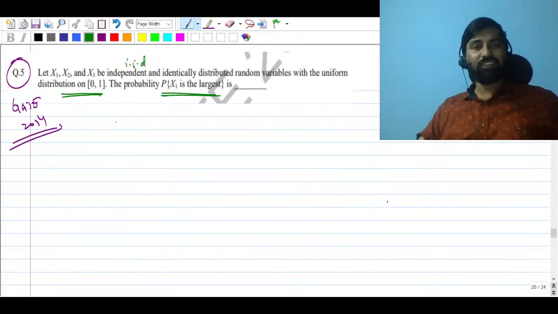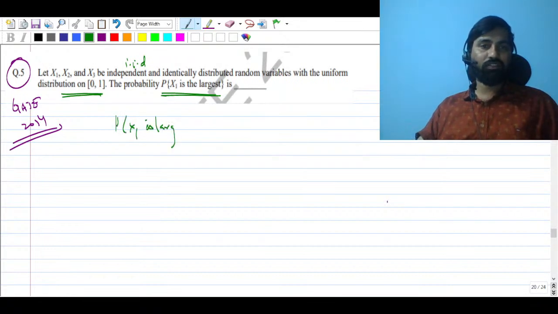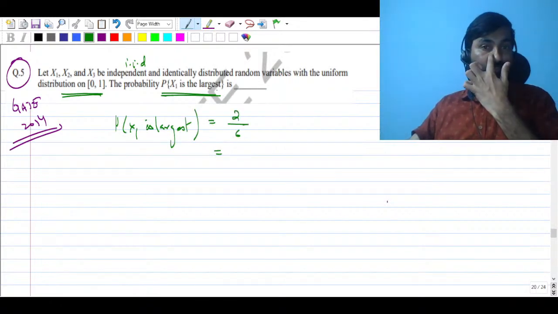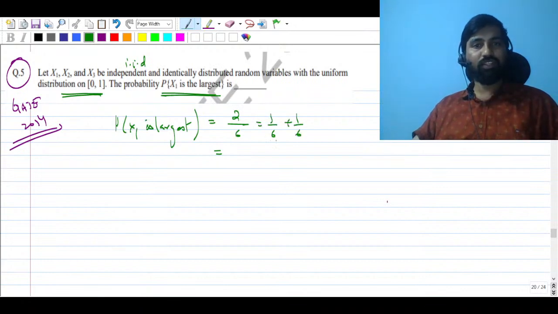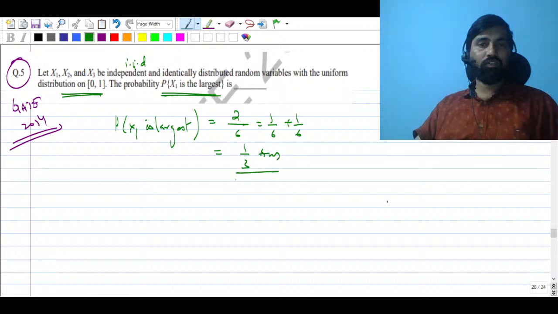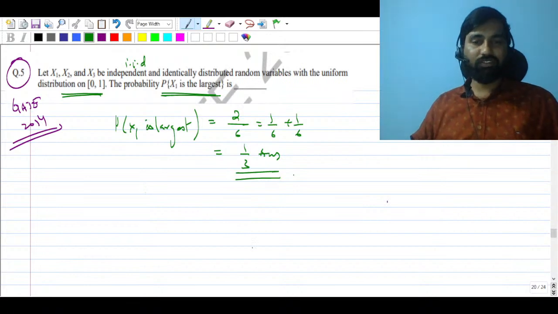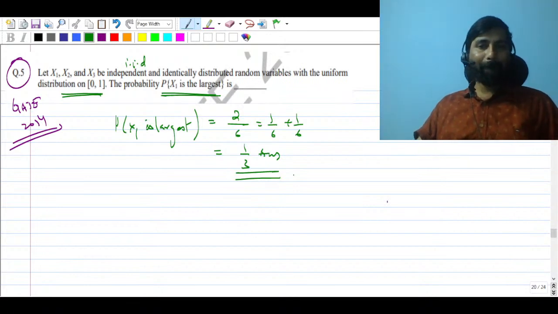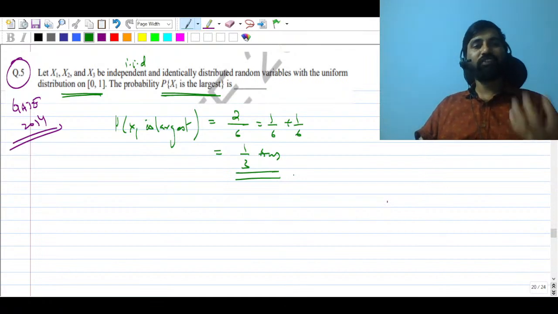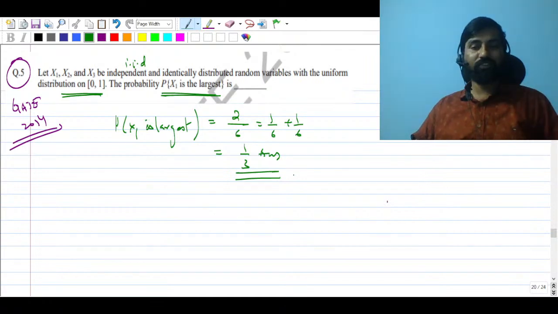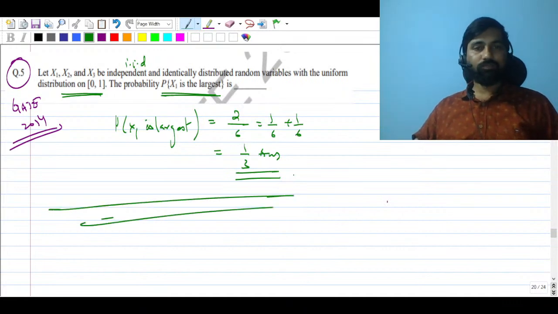So you have to add all the possibilities. Out of six possibilities, the probability of x1 being largest is going to be 2 by 6, or you can say 1 by 6 plus 1 by 6, that is 1 by 3. If there are 4 random variables, you will get 1 by 4 as the answer. So this is how we always use the symmetry concept. Understand?